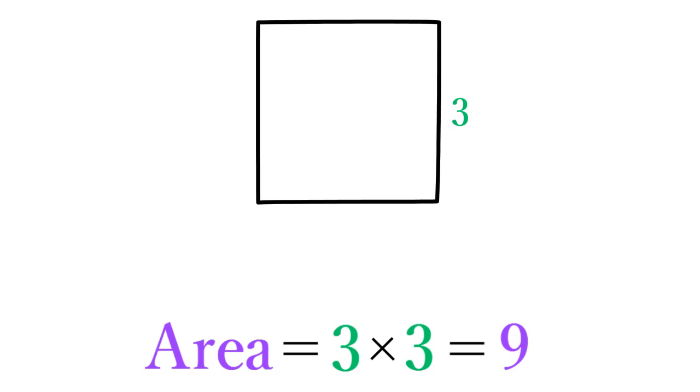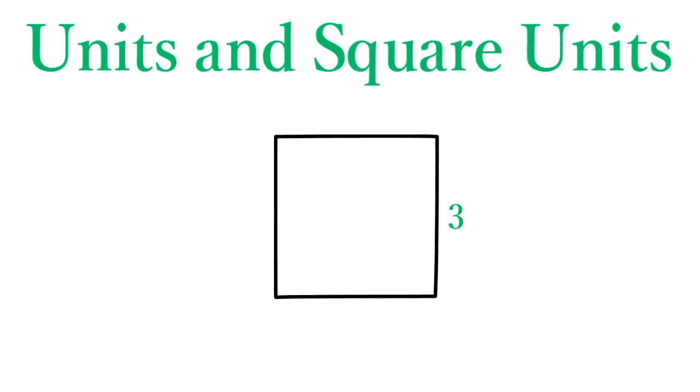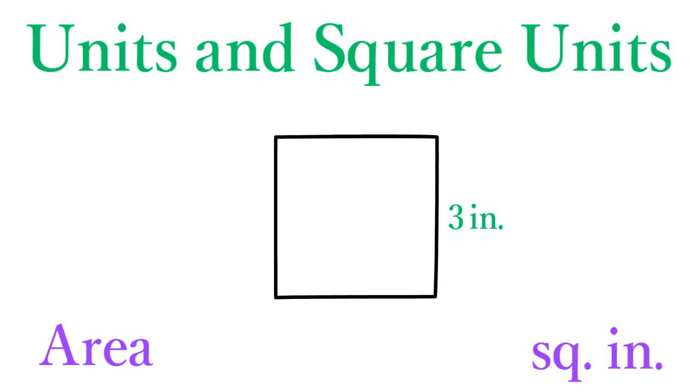When measuring objects in the real world, length is always measured in units, such as inches or meters, while area is measured in square units, such as square inches or square meters.